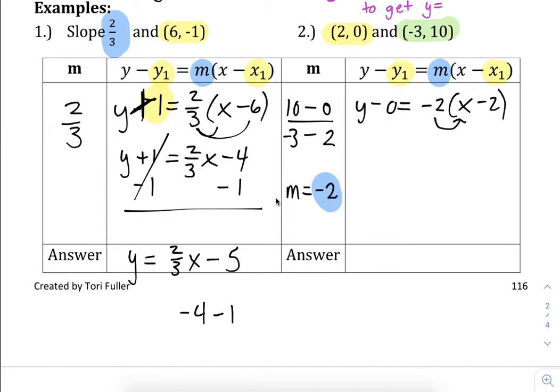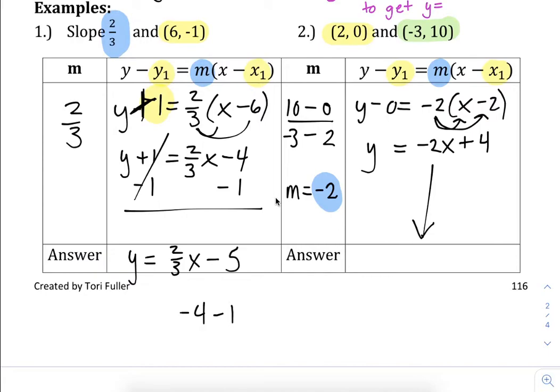Negative 2 times x is a negative 2x. Negative times a negative makes a positive, so 2 times 2 is 4. I'm actually kind of lucky on this one, though. I don't have to bring down y minus 0 because y minus 0 is just a y. So guys, this is my answer. I actually don't have anything else to cancel. If I tried to add 0 to both sides, it would give me the exact same thing.